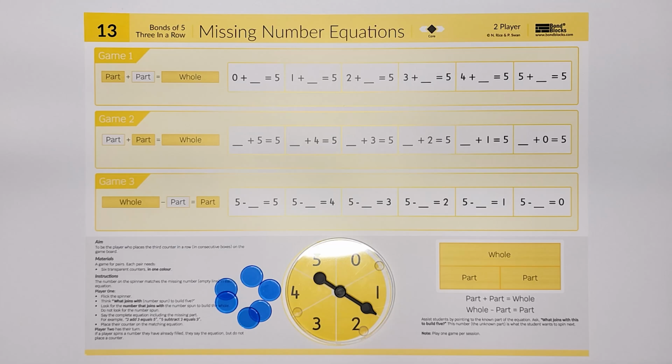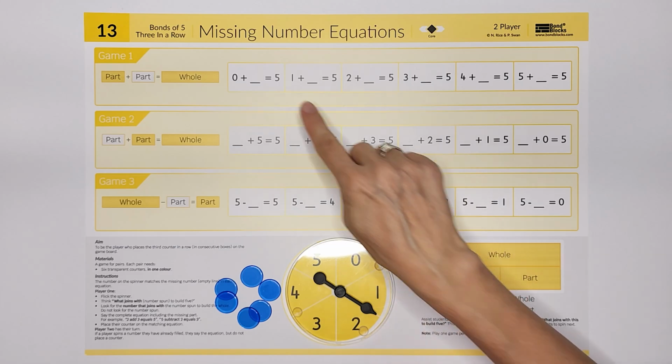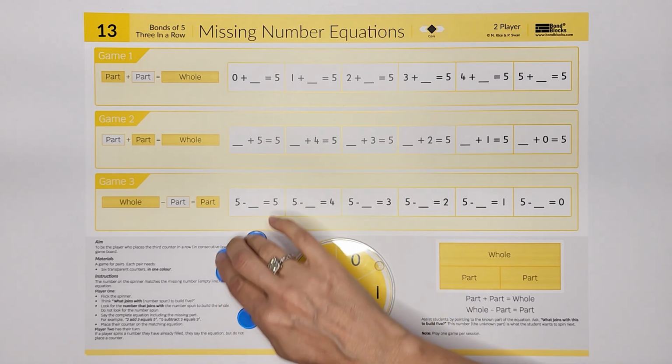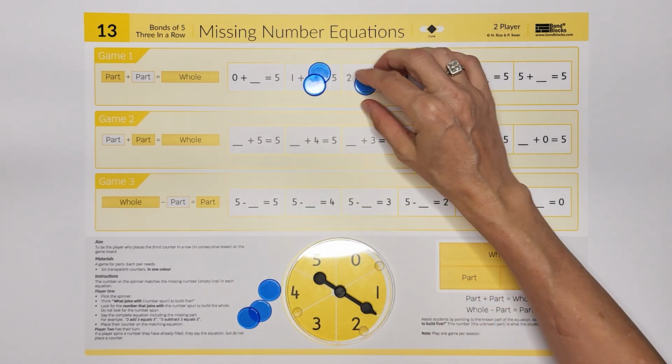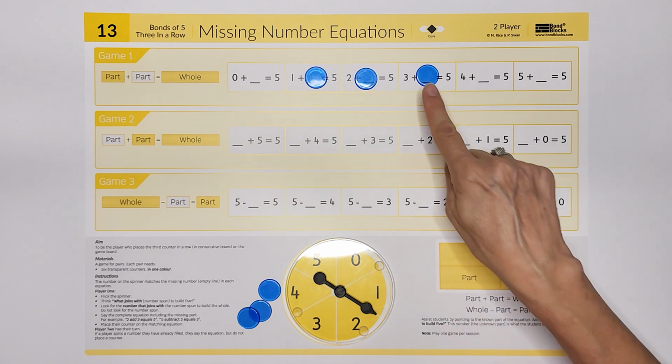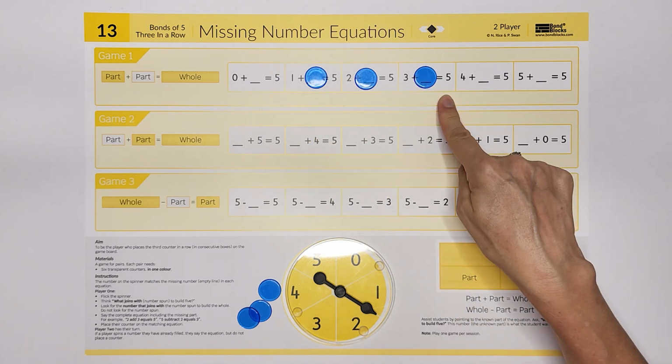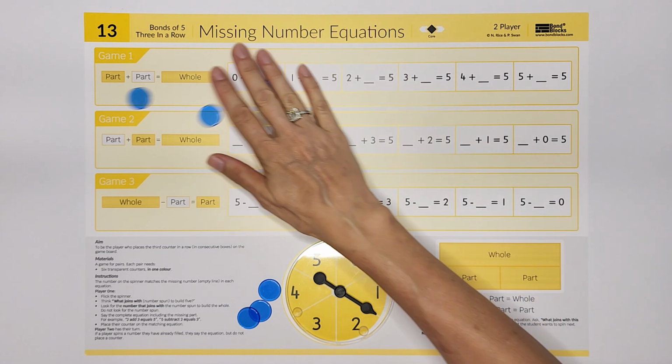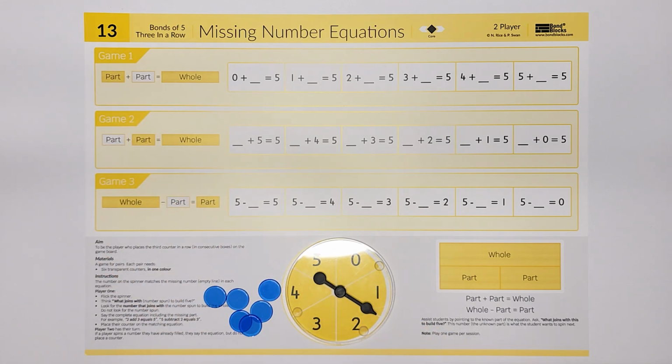To help me here today, I have Karis, and she will be player 1. The aim of the game is to place 3 counters consecutively. That means without a gap. The player who places the 3rd counter is the winner. So Karis, you're on the left, so you get to go first.